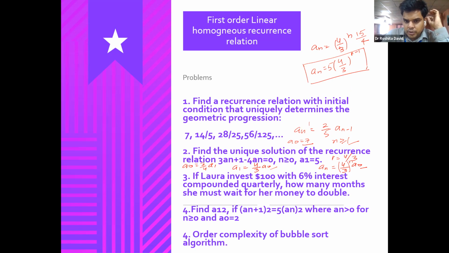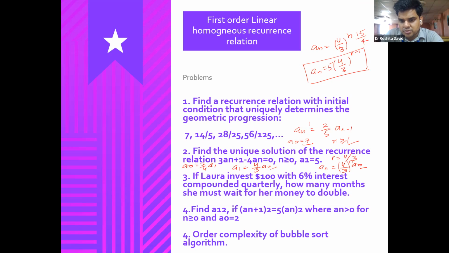Okay, so to find the unique solution of this recurrence relation, first I found r. R is 3 by 4 by 3. Then I found A0 because A1 is given. So A1 upon A0 is 4 by 3. So I found A0 from this relation. A1 is given, so it was 15 by 4.